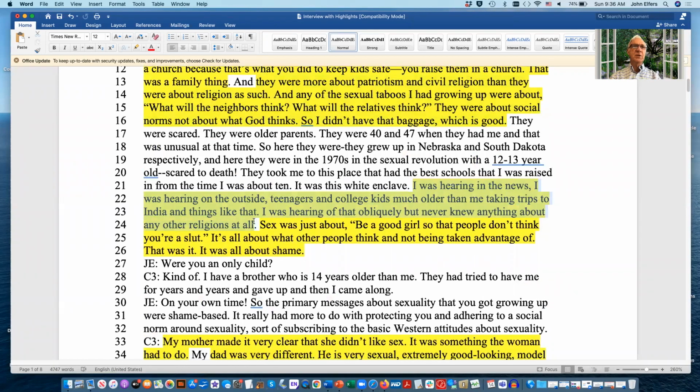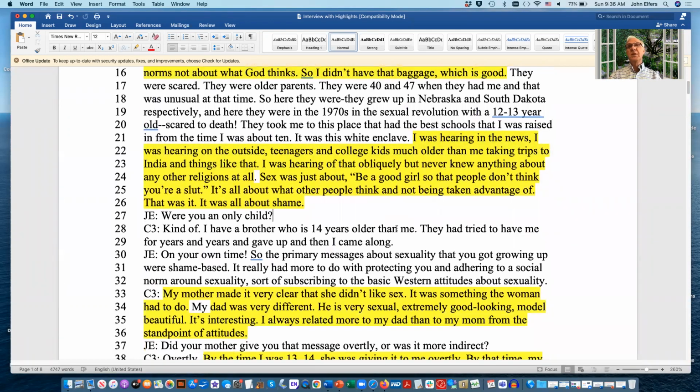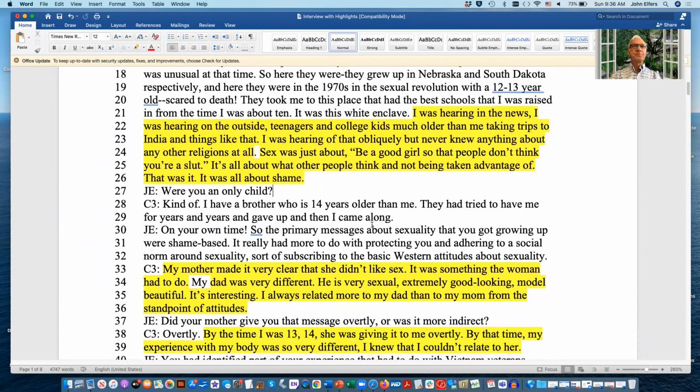I'm making this a meaning unit, just this. I have a little space in here, you can see, because I want this to be separate. Then here's another meaning unit. Sex was just about being a good girl so that people don't think you're a slut. It's all about what other people think and not being taken advantage of. It was all about shame. So to me, this is a cohesive, discrete statement about messages that this person experienced from the community and from family, both.